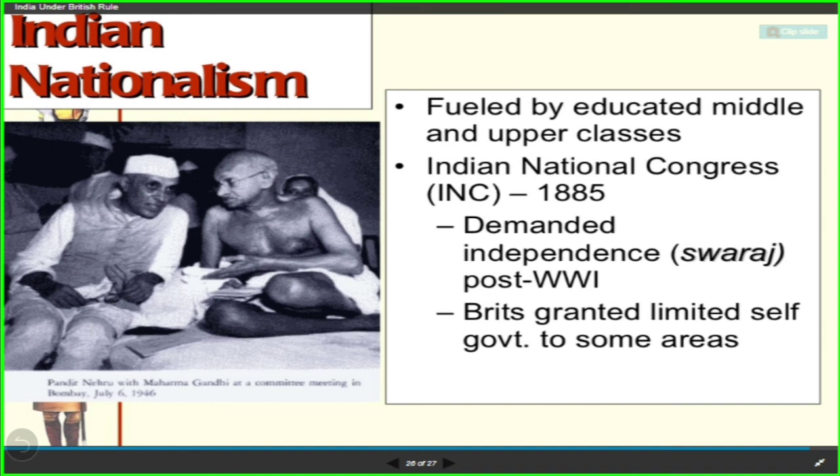Then came the feeling of Indian nationalism, and Gandhiji was in its topmost position, working harder and harder day by day. So, fueled by the educated middle and upper classes, the Indian National Congress, with the help of Jawaharlal Nehru, was formed in the year 1885, and they demanded independence, Swaraj, in India. But the Britishers granted limited self-governance to some areas.